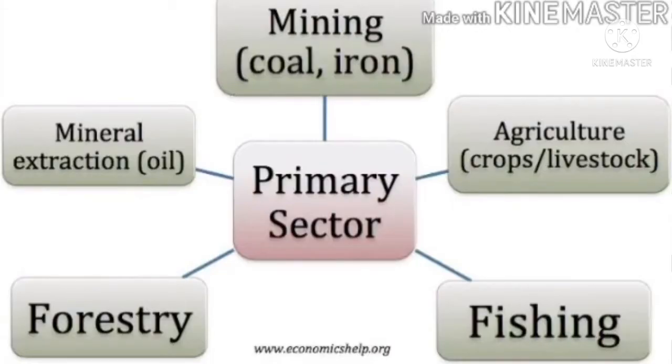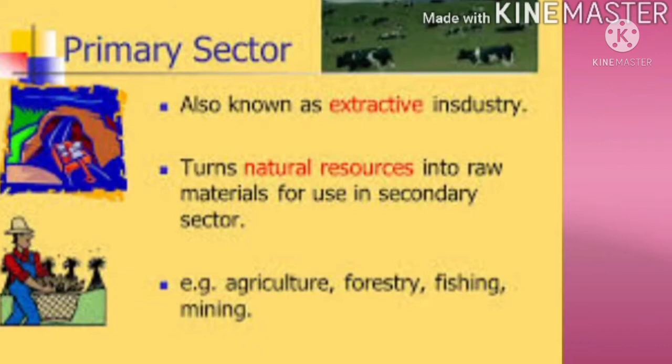The primary sector is an extractive sector that deals with mining, mineral extraction, agriculture, which involves crops and even livestock, forestry, fishing, farming. Then we have quarrying, breaking of stones, lumbering, cutting down of trees, hunting. So the primary production involves the extraction of raw materials from either the soil or the sea. For example, we have farming, like I said earlier, fishing, mining, lumbering, quarrying.